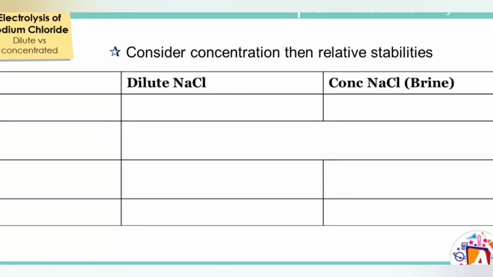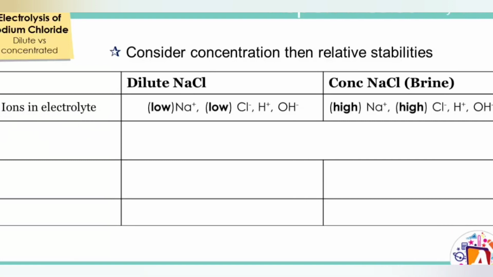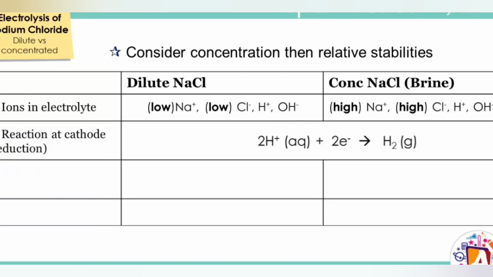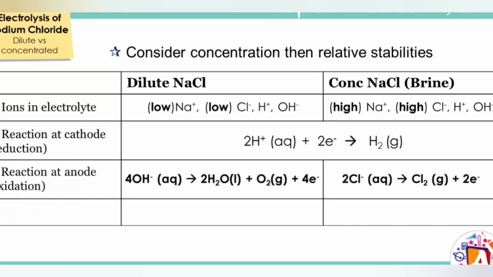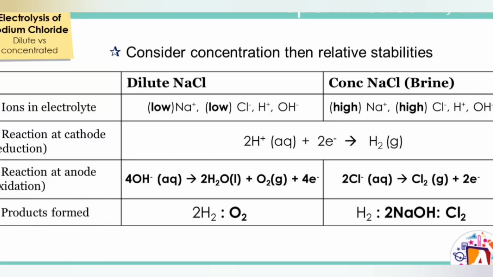All right, in terms of their concentration, we know for dilute it is a low concentration of sodium and chlorine, while for the concentrated it is a high concentration of sodium chloride. In terms of their cathode discharge, it is the same: hydrogen. While for the anode you have oxygen discharged for dilute and chlorine being discharged for concentrated. And of course you can see the ratio of their products there, is it not?